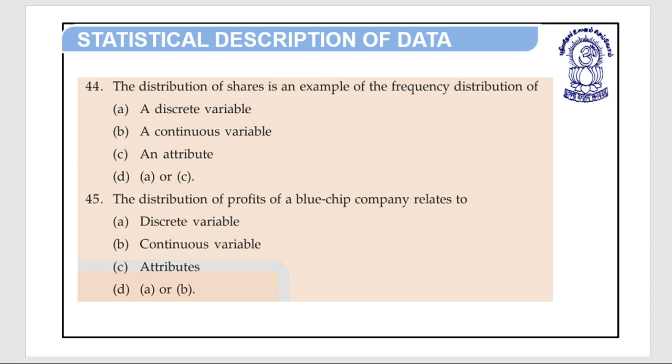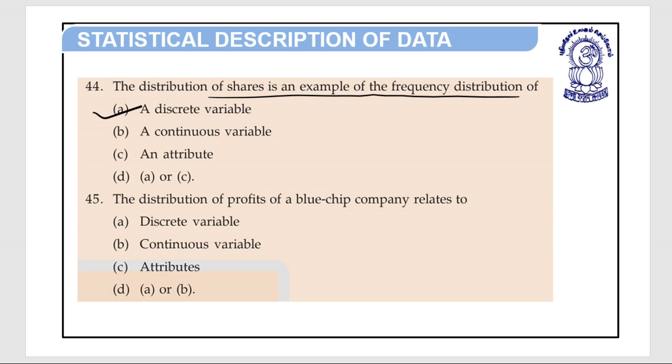Next question, question number 44. The distribution of sets is an example of the frequency distribution of discrete variable, continuous variable and attribute. So here option A, discrete variable is the right answer.